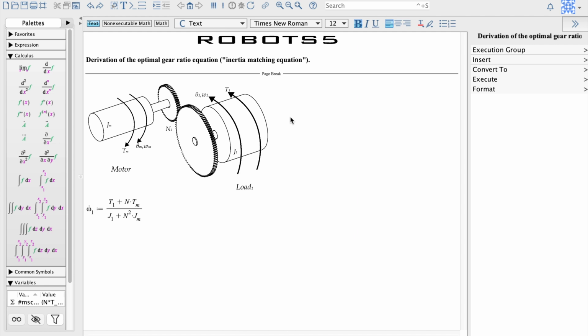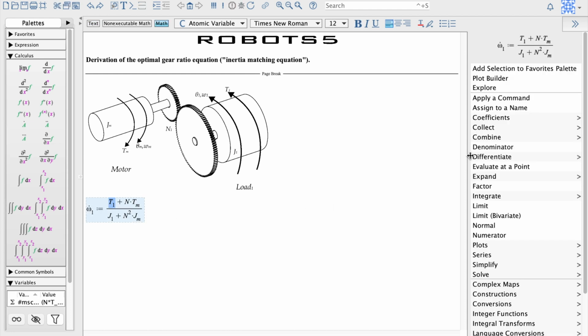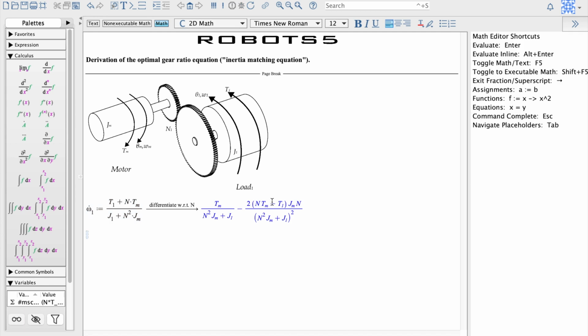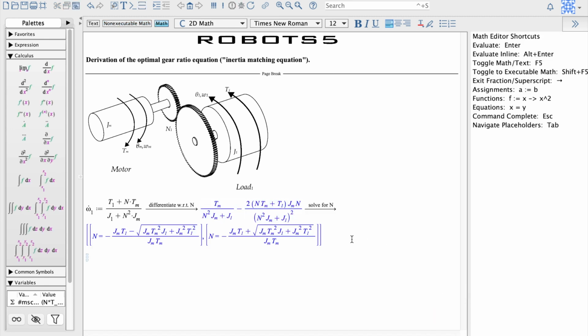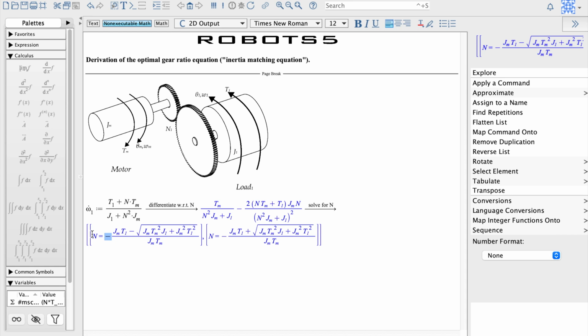We start with the equation of motion with everything reflected to the load shaft. The angular acceleration of the load shaft becomes this equation. Now we take the derivative with respect to n and set that equal to 0. We get the following equation. Now we solve this equation for n. We get 2 solutions. We'll choose the positive one. We have a negative with a negative. This will yield a positive.